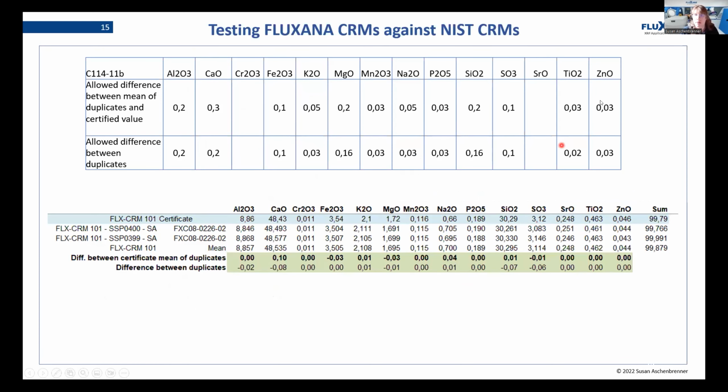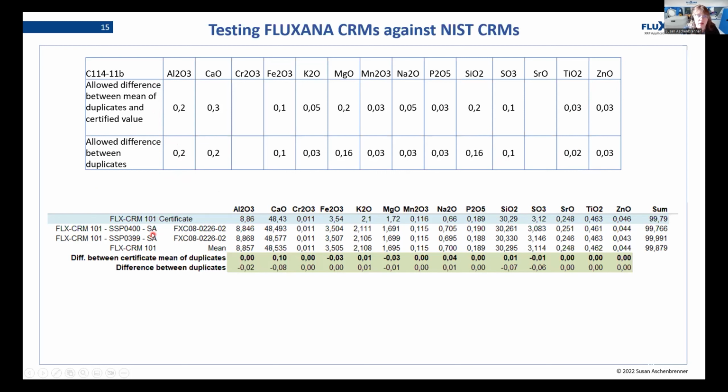So I transferred the table from the norm into something that makes it a little bit easier to compare. We see we have the same two things that we saw in the table before. We have the allowed difference between the mean of the duplicates and the certified value, which is kind of the trueness of our measurement. And then we have the allowed difference between duplicates. So this is precision. So we are checking, is our value true, in terms of does it fit the certificate? And we are checking, is it precise enough?